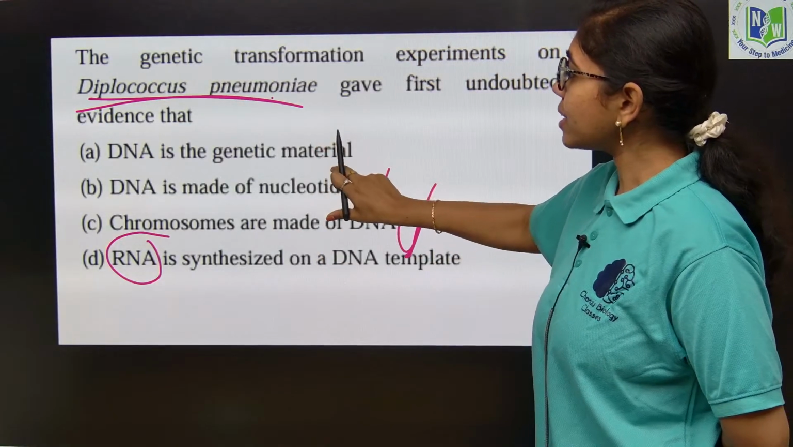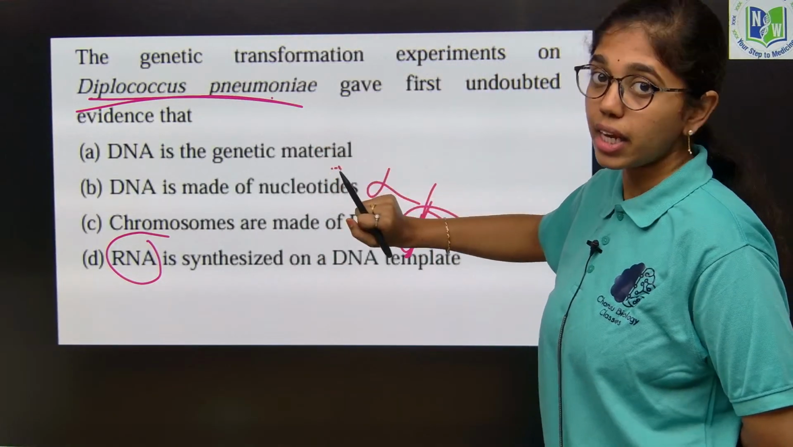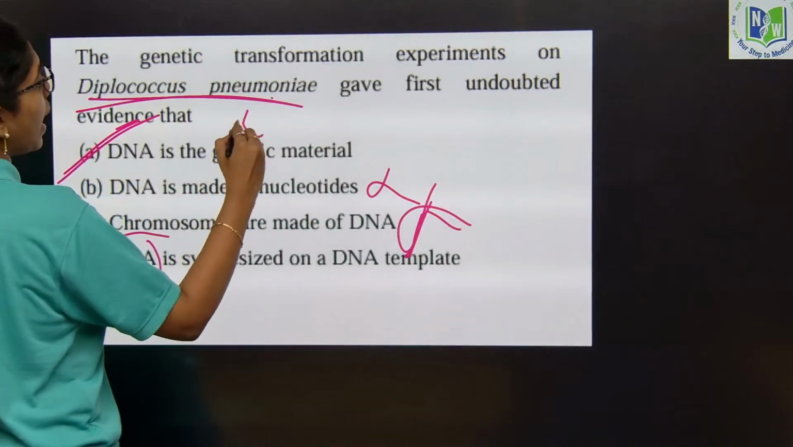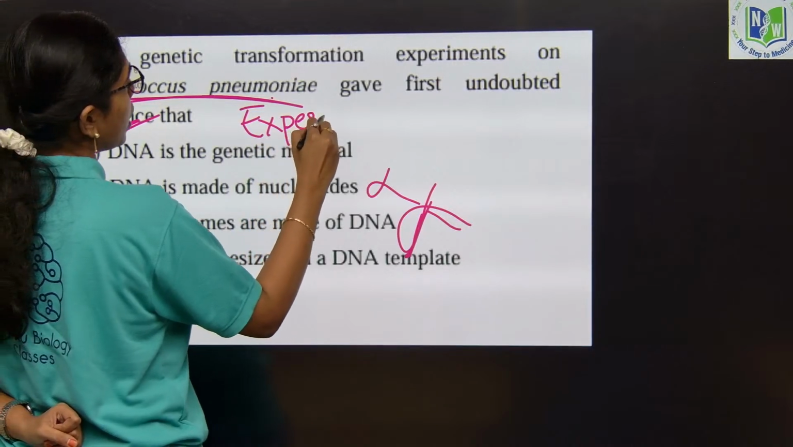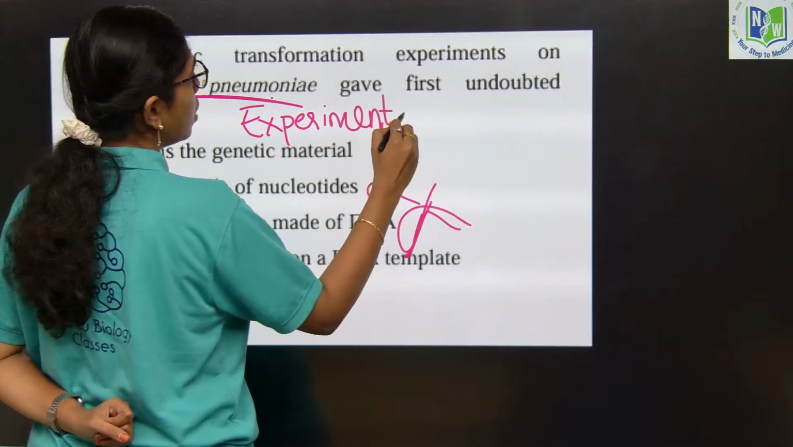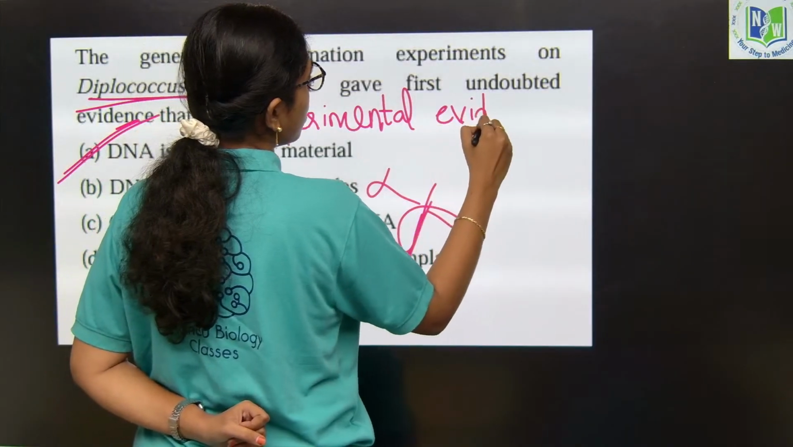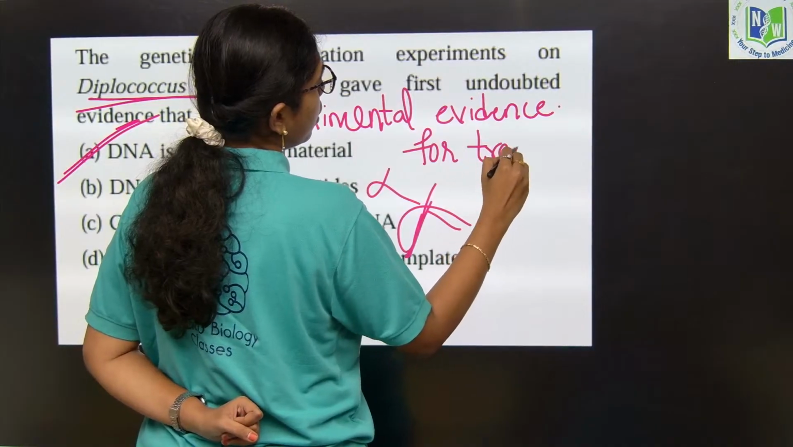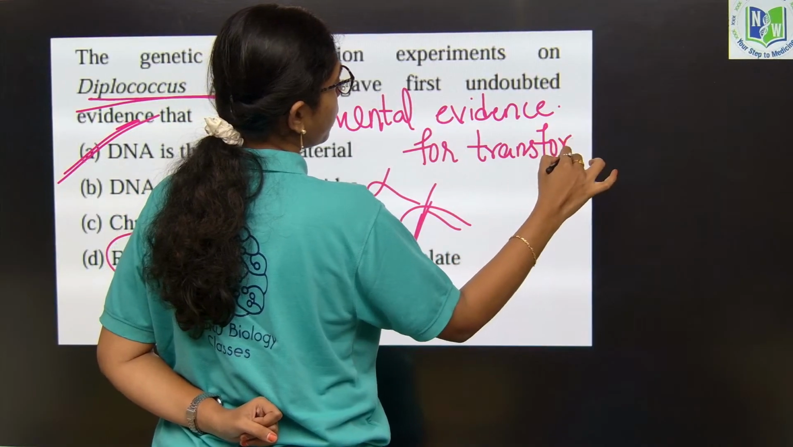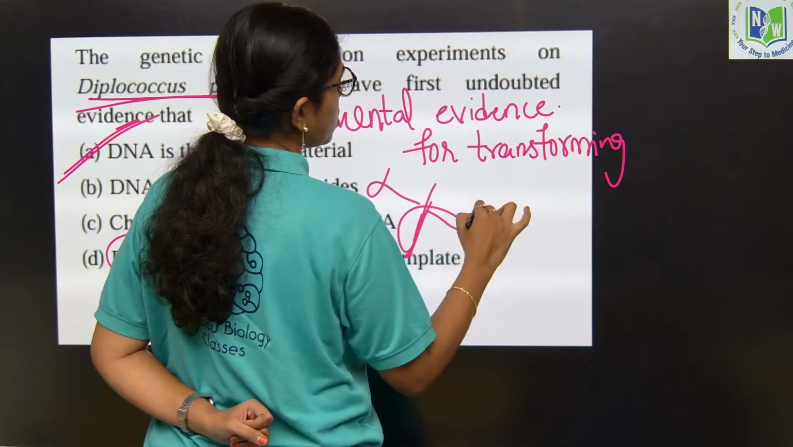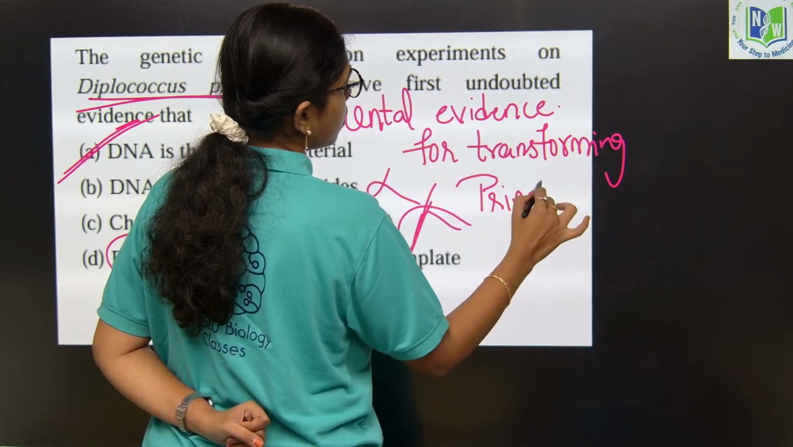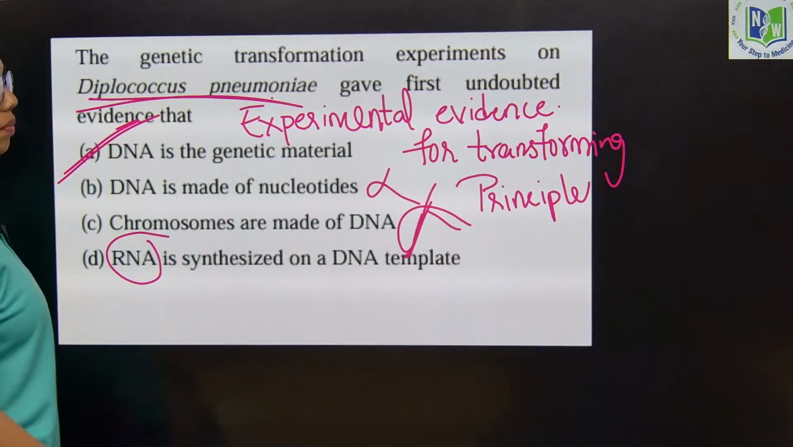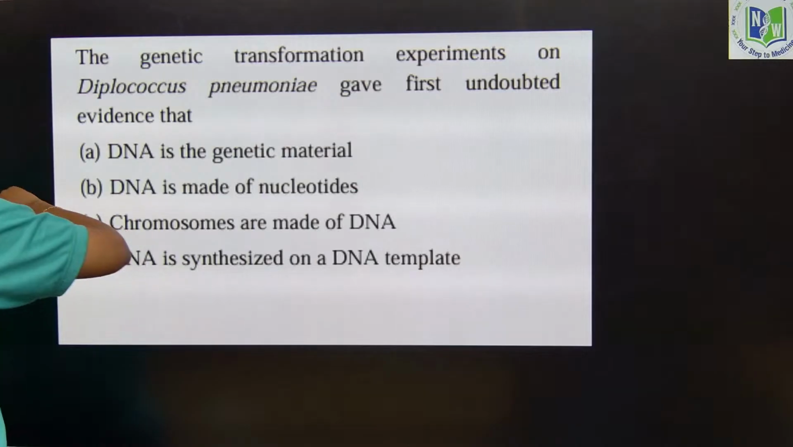But then it is unequivocally proved that DNA is genetic material by whom? Hershey and Chase, who gave the experimental evidence for transforming principle, which is given by Frederick Griffith. So here what will be the right answer, beta? Option A.